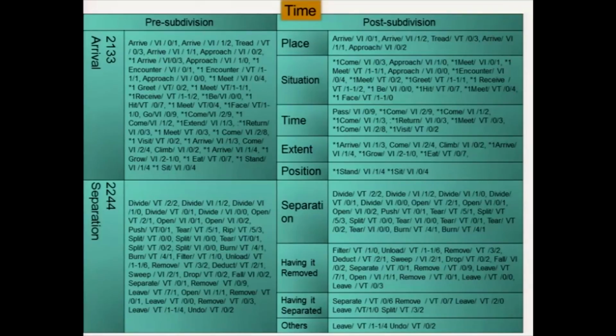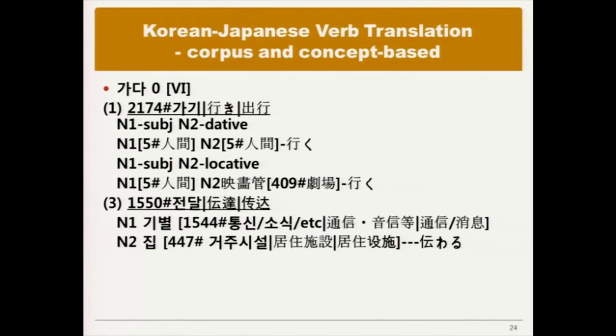This is an example of the concepts, which we temporarily translated into English. For example, this Korean word has two concepts. One is just going. The other one is communicate, transfer some information. In this case, we searched all of the examples from the corpora and translated them into Japanese for comparison of the sense differences between Korean and Japanese.